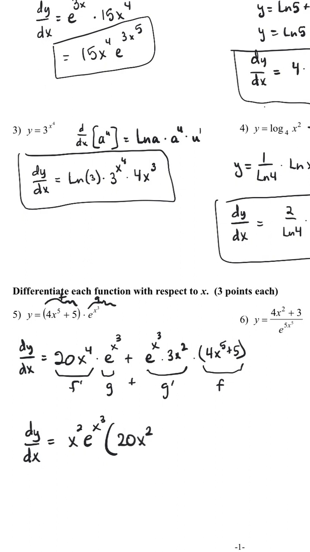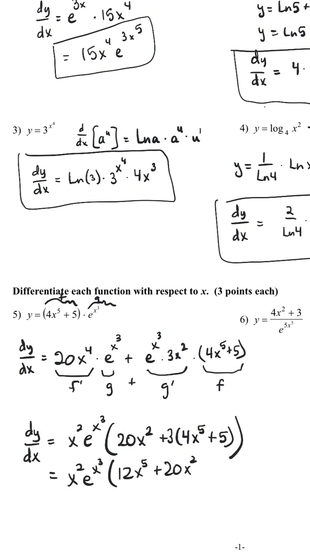And then from this side, it will leave 4x to the fifth, and there's a 3 there in front of it, 4x to the fifth plus 5. So then if we simplify right here, the 3 times 4 makes 12 times 15, and then 20x squared. So writing the terms in descending order, we're going to have a 12x to the fifth plus 20x squared plus 15.